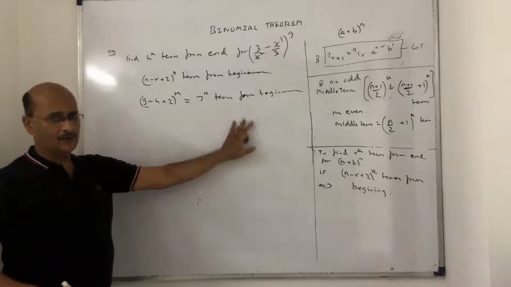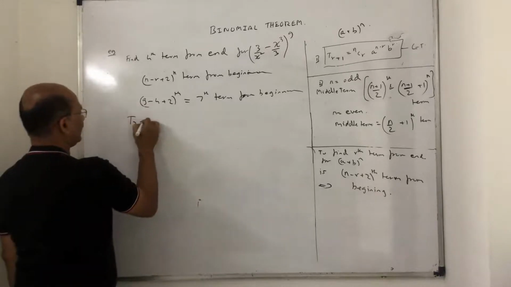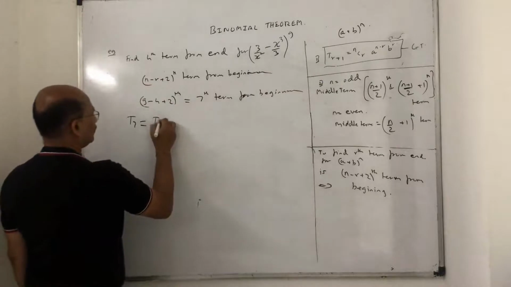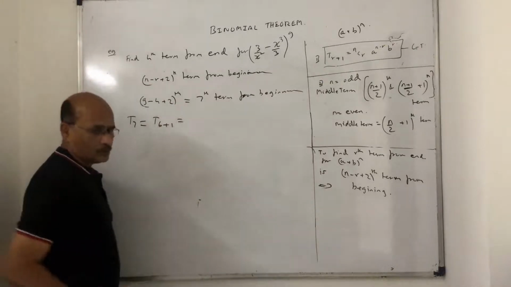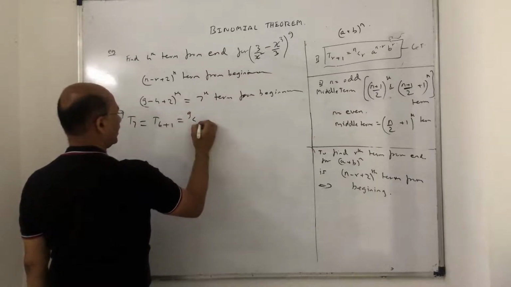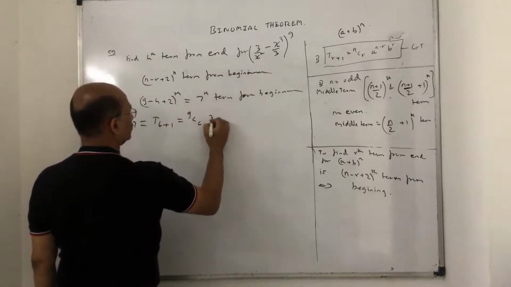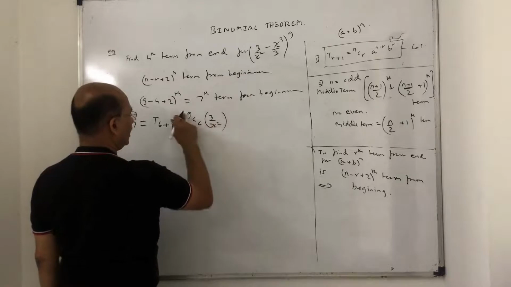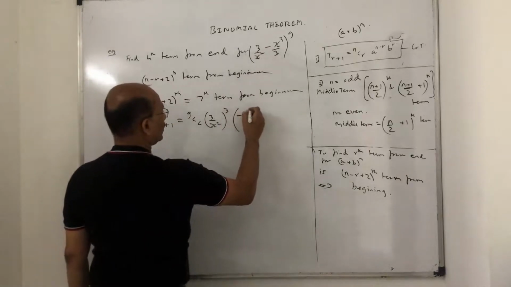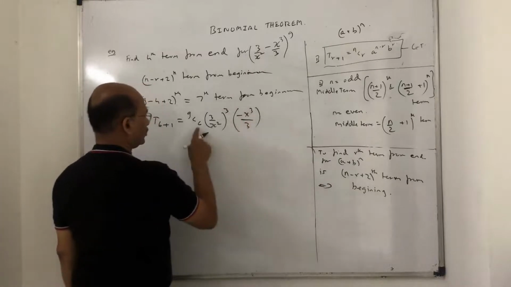Okay, so 7th term. So now T7. I have to find T7. General term you can find as T r plus 1. So T of 6 plus 1 is equal to nCr, where n stands for 9 and r is 6. The first term, 3 upon x square, is raised to 9 minus 6, which is 3. And the second term is, don't ignore the minus sign, raised to 6.